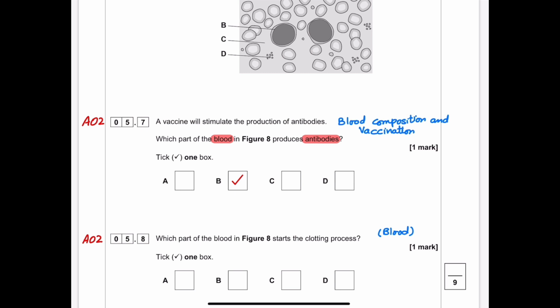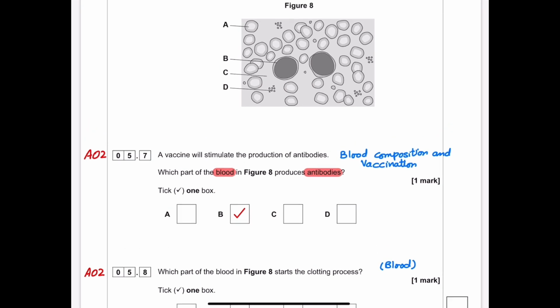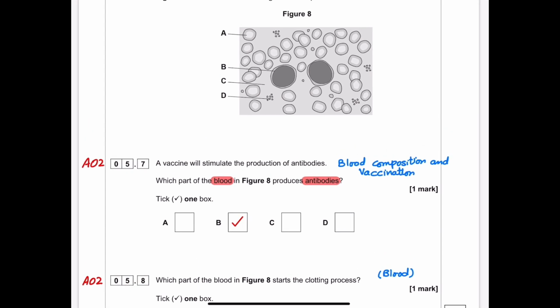5.8 is an AO2 question. Which part of the blood in figure number 8 starts the clotting process? If you go back to figure number 8, A is shown as red blood cell, B is white blood cell, C is plasma in the blood, D are platelets. Platelets are involved in blood clotting. So the answer is D.